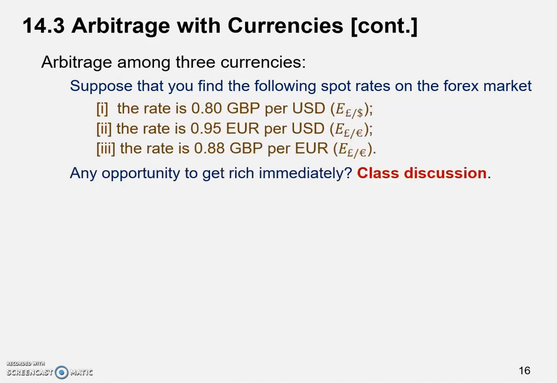Here you find that the spot rate between the British pounds and US dollars is still 0.8 pounds per dollar. Okay, and the rate between the euro and the US dollar is 0.95 euros per dollar, and the third rate is 0.88 pounds per euro. In other words, here we talk about three currencies: British pound or pound sterling, US dollars, and the euro.